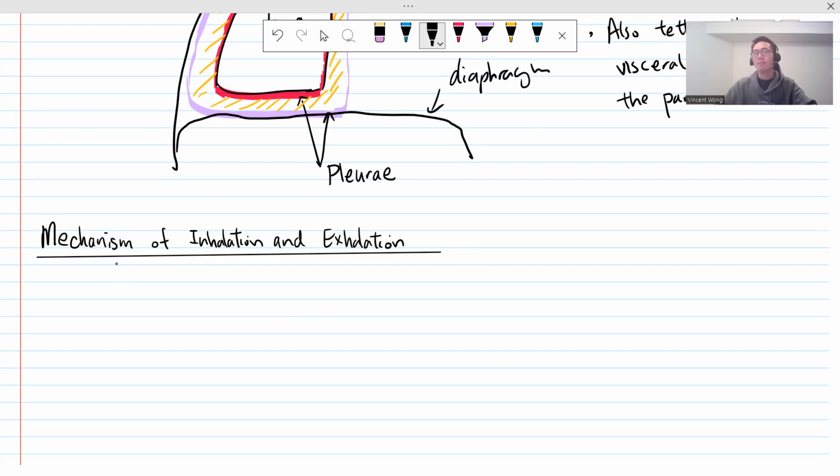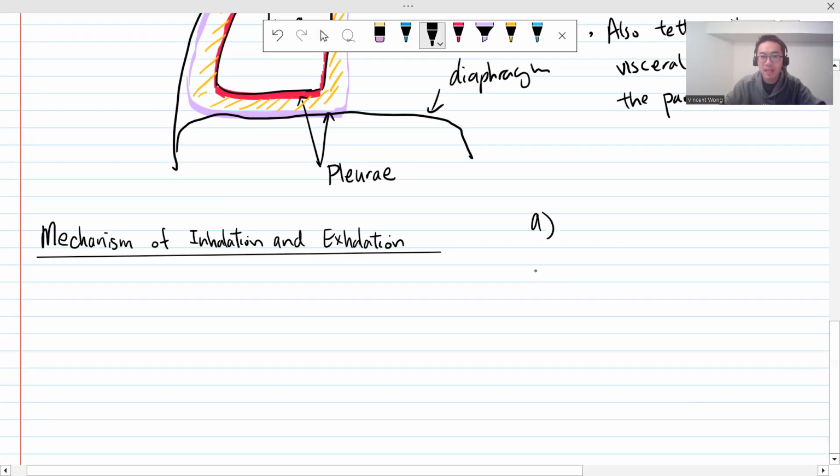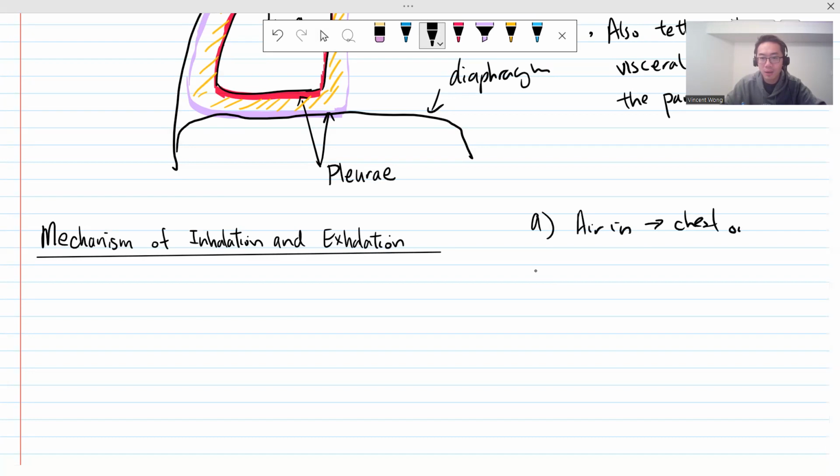Let's try that again. Let's do a poll. I love doing this one. What happens first? A, air in, chest out, or B, the other way around: chest out, then air in. Try it out. Feel it.